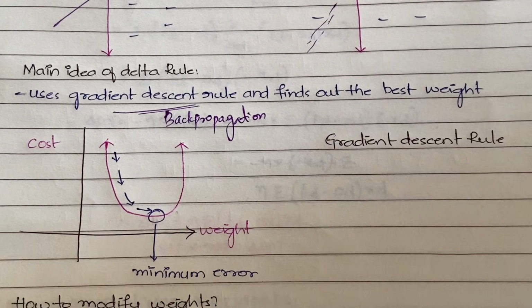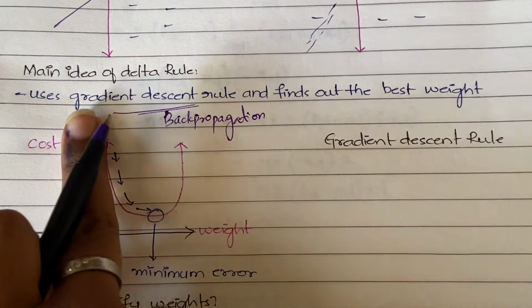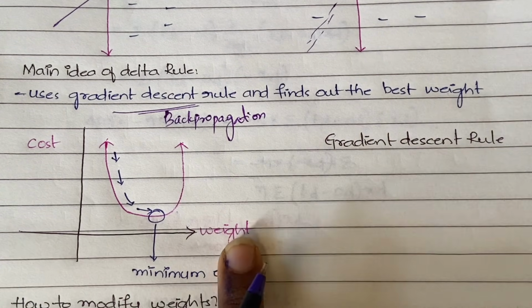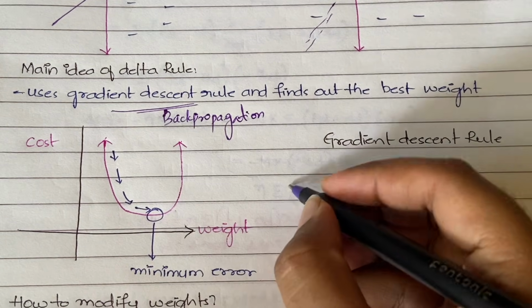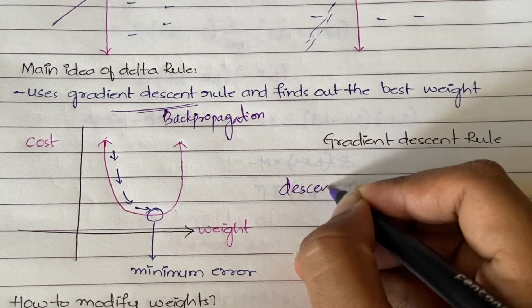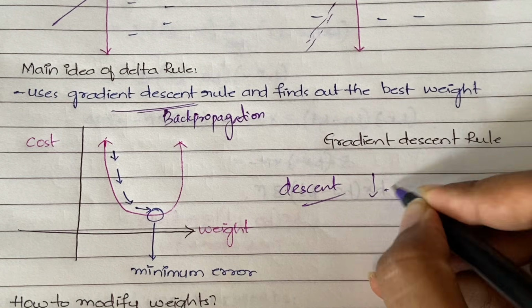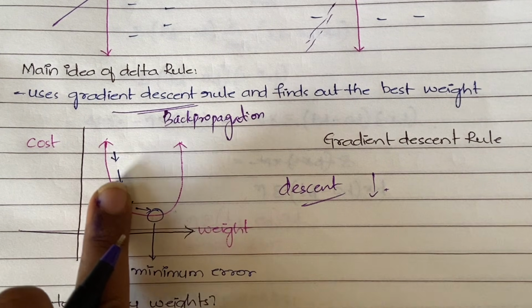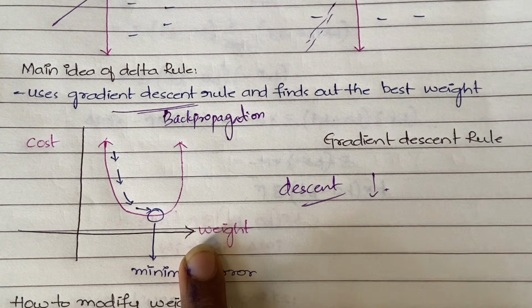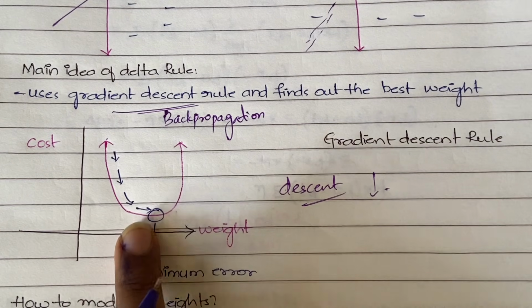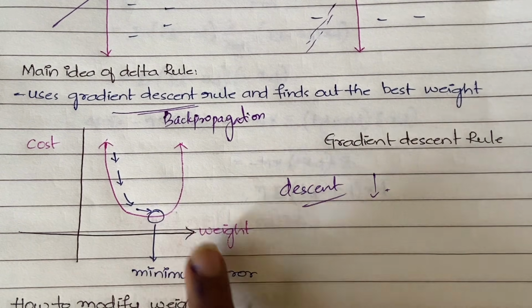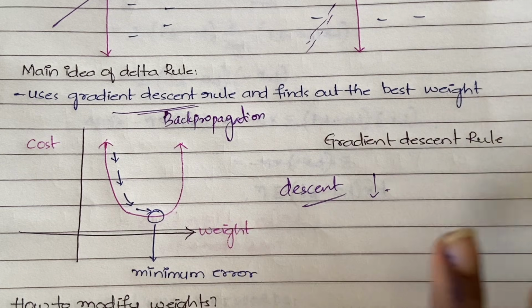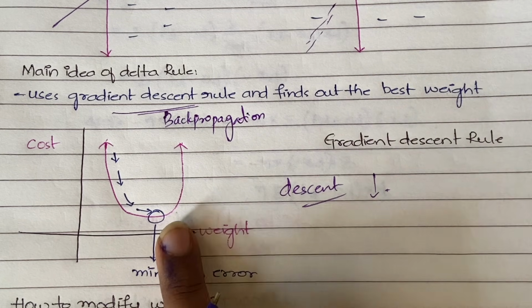This is the graph of cost against weight. This is how the error is. Descent means reducing, decreasing, right? So the error keeps on decreasing as you keep on changing the weights. At one particular point you will arrive at a minimum error. Where you have the minimum error, there you need to stop changing the weights. And how to change the weights, I'll tell you.